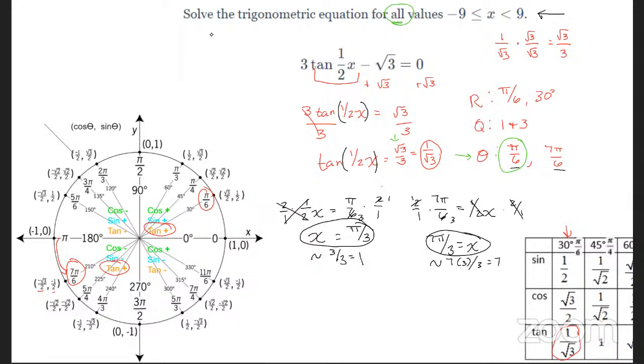So I should have made it so I could delete my circle when I was done, but I did not. All right, so we're going to work with the first one, which was pi over 6.